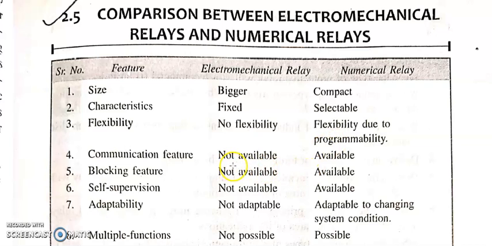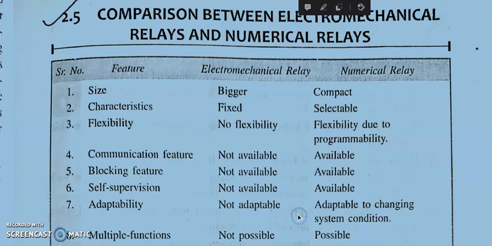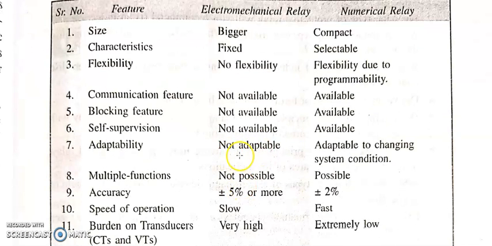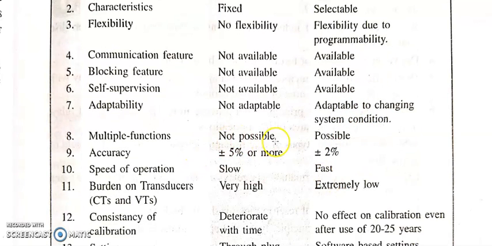Communication feature: not possible in the electromechanical relay, but possible here. Blocking feature: blocking other activity, for example with the tripping, we can do here. Self supervision, which I already discussed, is not available in the electromechanical relay, but is available here. Adaptability: the electromechanical relay will not change with a change in the system, but here it can change with the system condition. Multiple functions are not possible there, but possible here. Accuracy: you can see a 5% plus or minus error there, but here only plus or minus 2% error. Speed of operation: slow there, fast here.